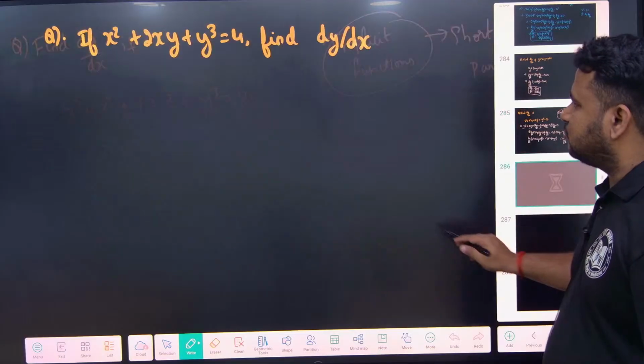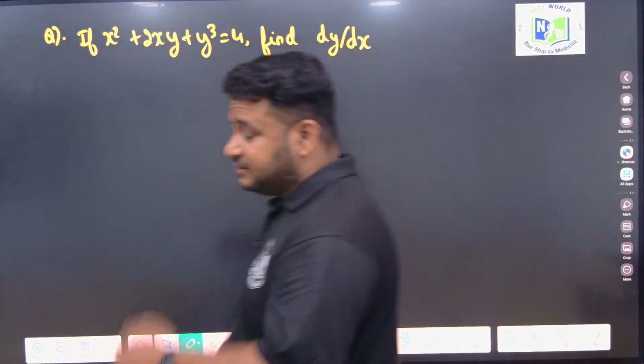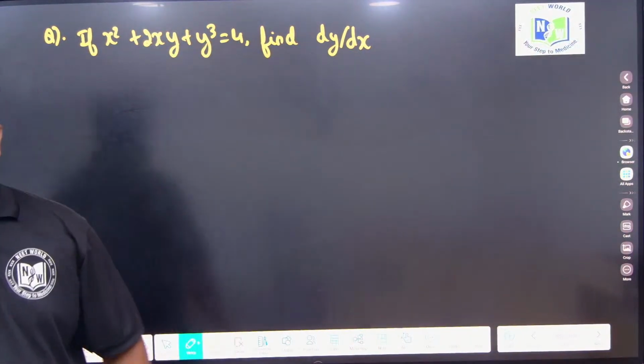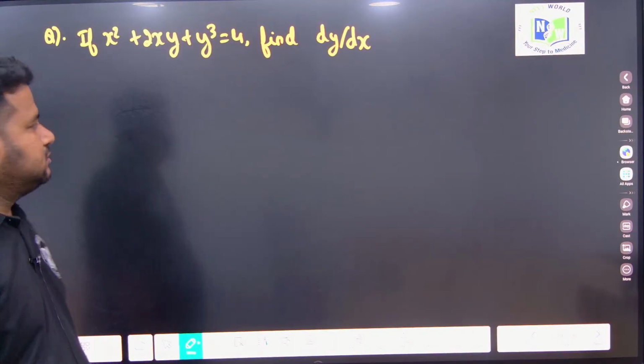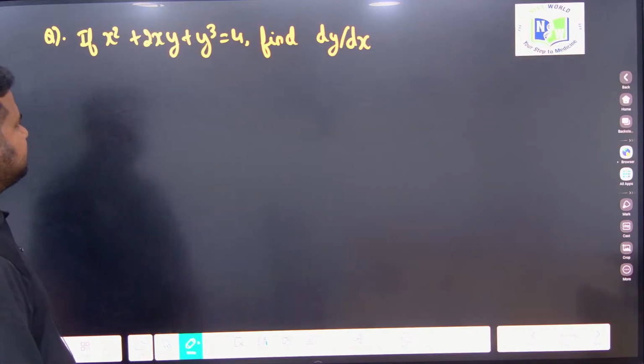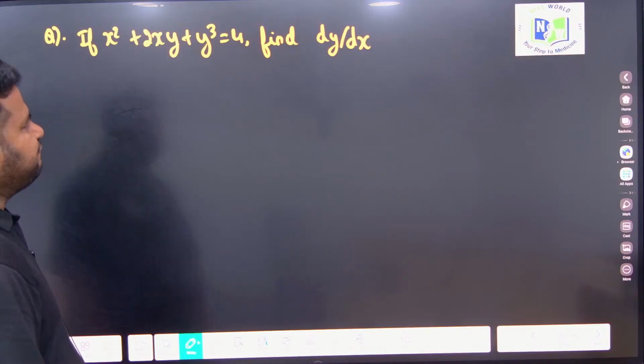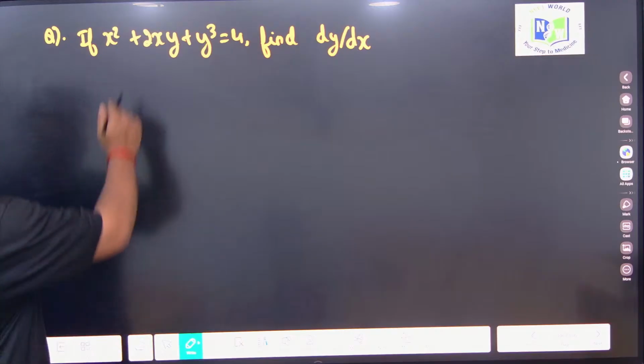So let us solve one more question on implicit differentiation. Why am I doing so many questions on implicit differentiation? Because this is a very important concept, and questions will come mainly from here. So next: if x square plus 2xy plus y cube is equal to 4, find dy by dx.